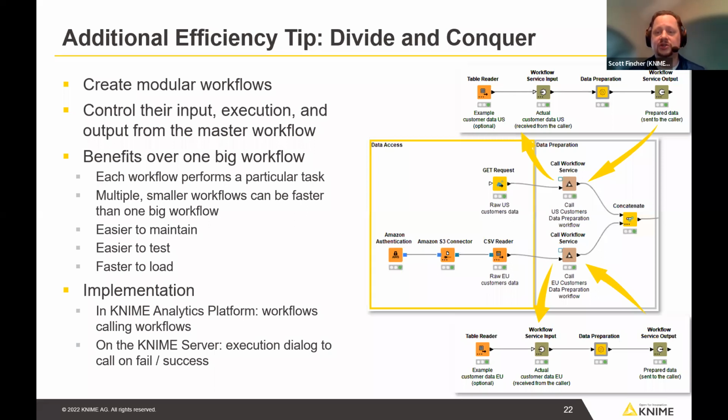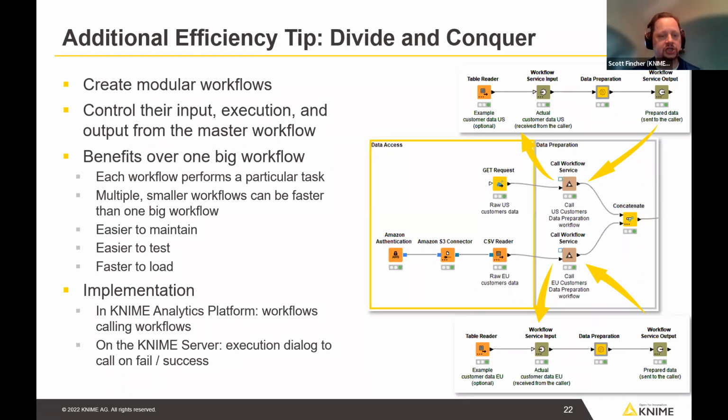One of the ways that you can do it in your master workflow would be to use a call workflow service node, which is essentially, if you follow the arrows, going to call out to a sub workflow. We use these special workflow service input and output nodes to pass the data in and out. And then maybe this sub workflow does some data preparation in a component, whatever that is. The results are passed back to the master workflow.